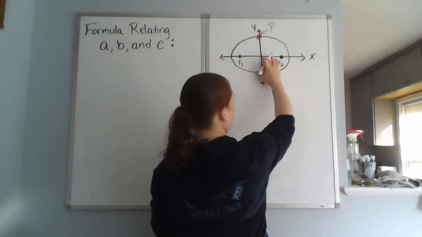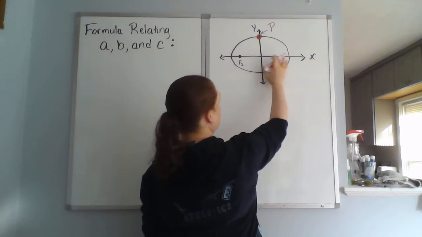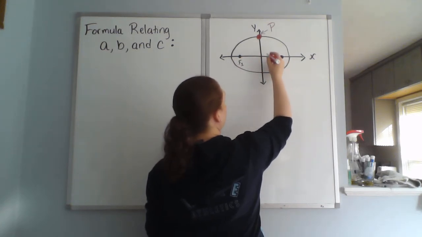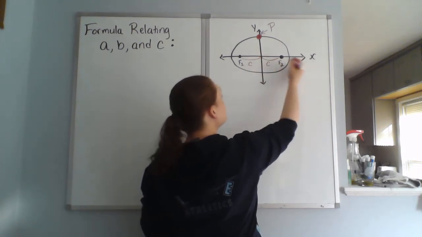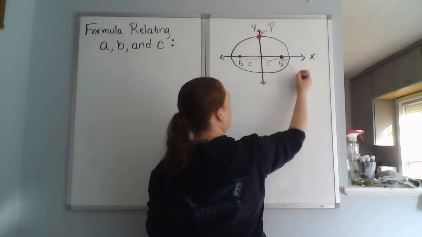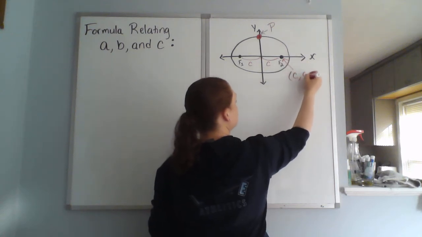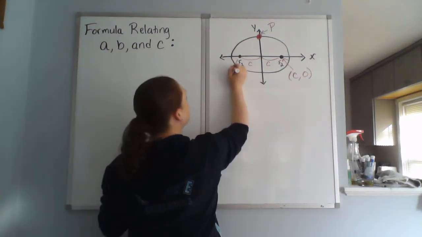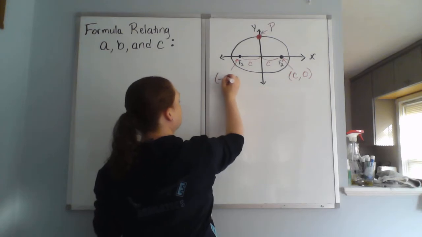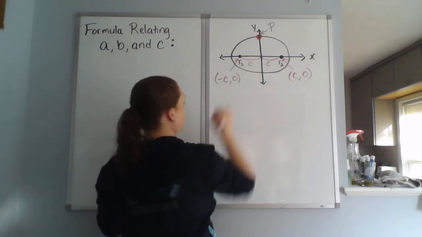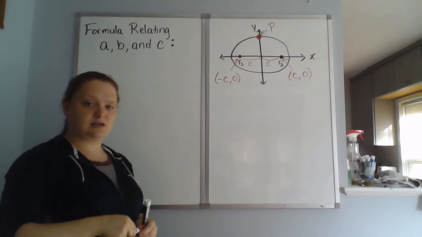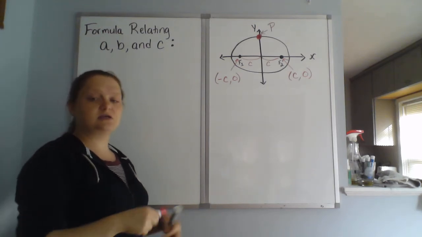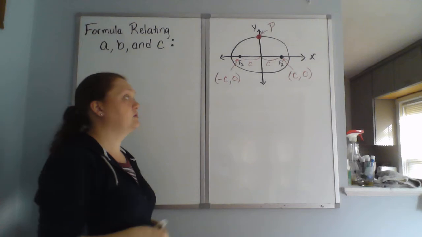I centered it at the origin, okay? I don't know where these exact coordinate points are, but I know the distance from here to here is c units, and from here to here is c units. So I can identify these coordinate points as (c, 0) and (-c, 0), okay? So c is just going to be some number, but we don't know what that is.